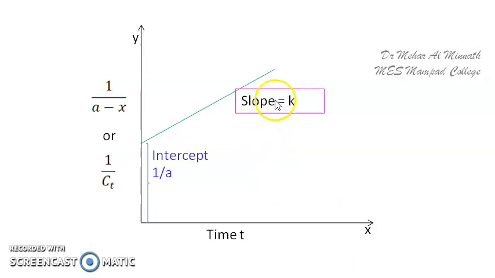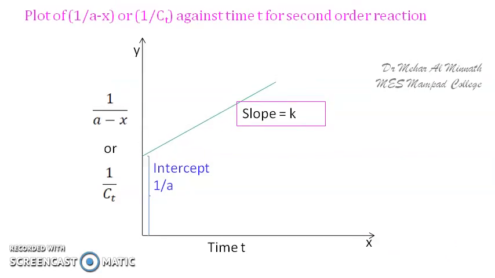So when you plot a graph, you can arrive at k and also at the initial concentration of a. That's important, I mean, the initial concentration of the reactant. So what is the reactant present initially can be easily predicted from the plot of second order reaction. When you plot 1 by a minus x or 1 by Ct, concentration at time t, versus time, you get an intercept, and that will give you the value for the initial concentration. So this is the plot of 1 by a minus x or 1 by Ct against time t for a second order reaction.